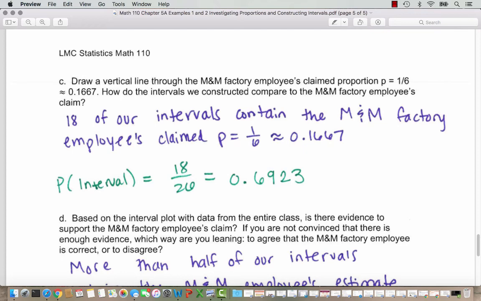So based on the interval plot with this data from an entire class, is there evidence to support the M&M factory employees' claim? If you are not convinced that there is enough evidence, which way are you leaning? To agree that the M&M factory employee is correct or to disagree?